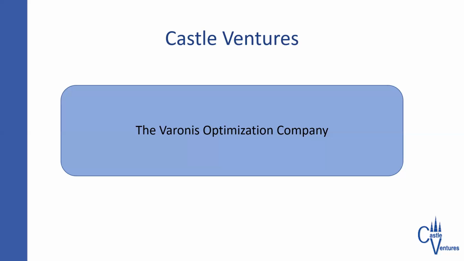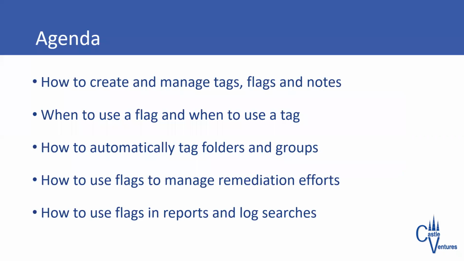Again, as Paul said, my name is Arthur Hedge. I'm the president of Castle Ventures, who we call ourselves the Varonis Optimization Company. And we use the product extensively every day and probably know more about the solution than anyone outside of Varonis. So with that, I'm going to quickly go through flags, tags, and notes, which are three features in Varonis that we use extensively to manage our work within the tool. And you'll see how we use that in the next 10 minutes or so.